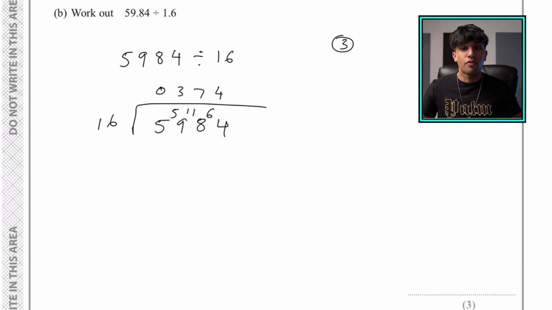Now when it comes to dividing, however many decimal places we take out initially, when it's time to put them back in, we have to take away 2. We're going to do 3 take away 2, which is 1. So we're going to bring 1 decimal place back. And we get 37.4 as our final answer, guys.